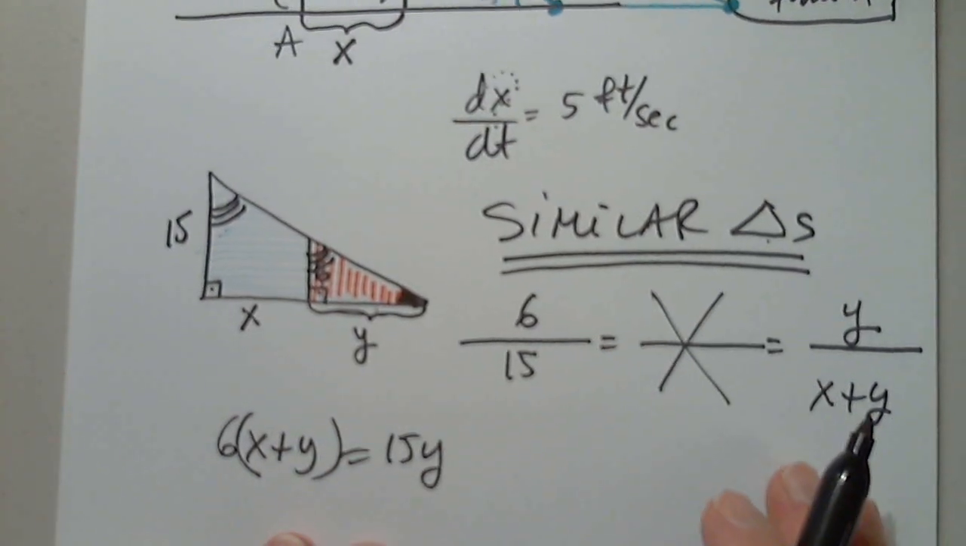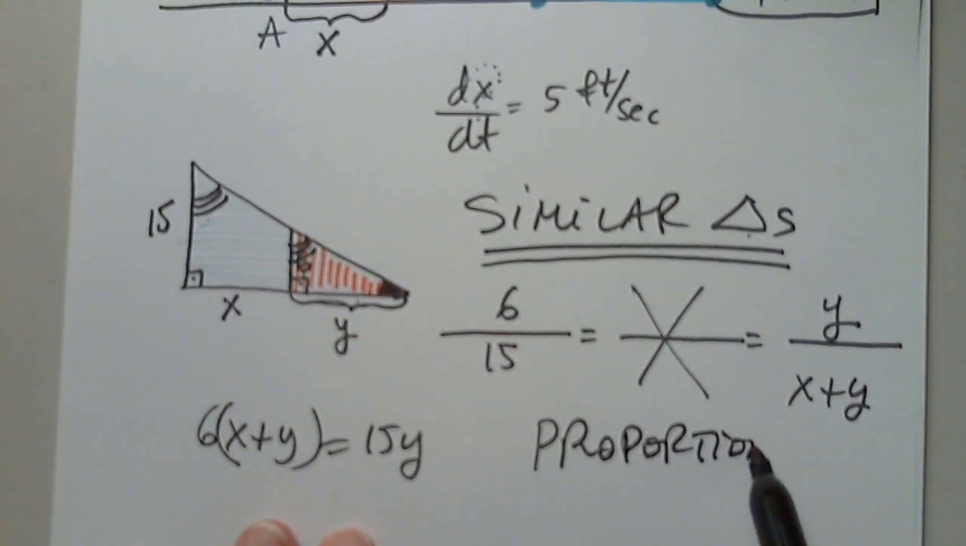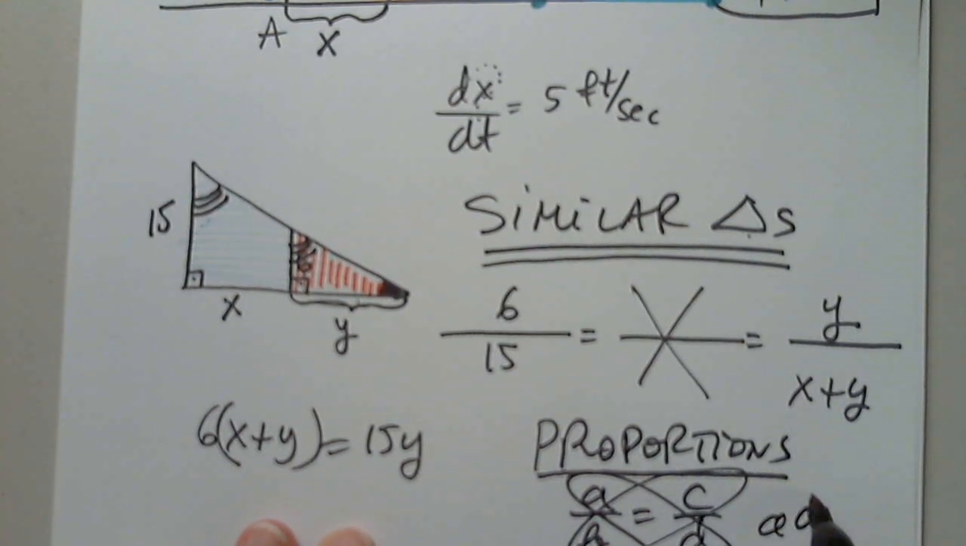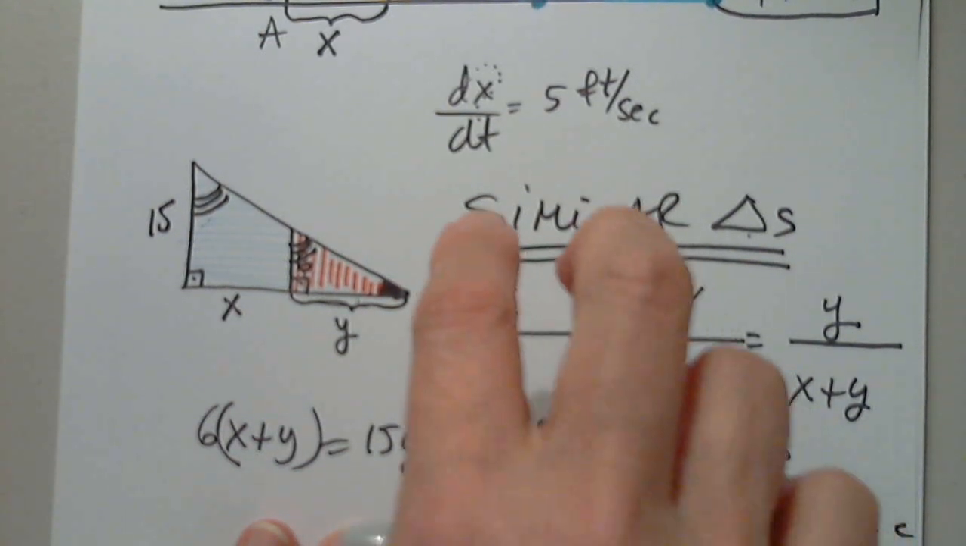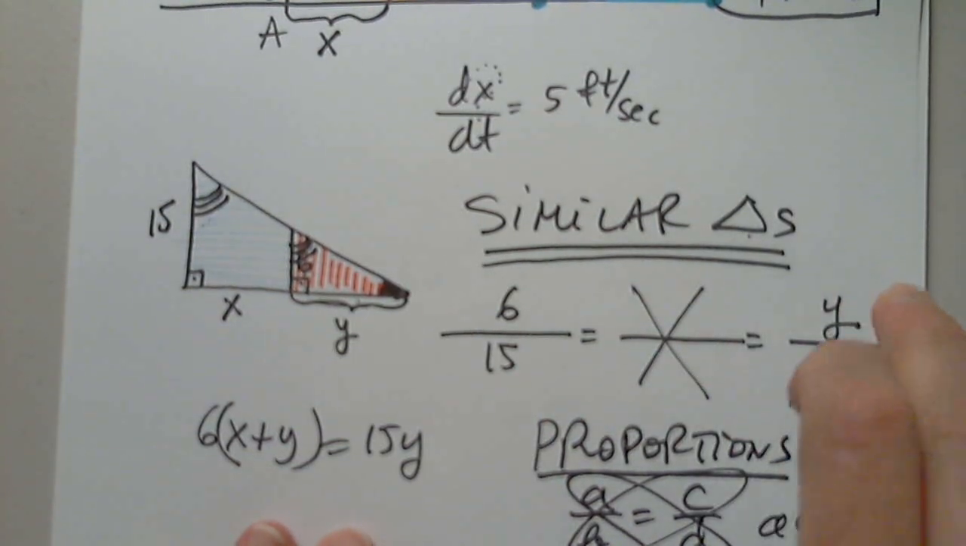So let me refresh your memory on proportions. A over B equals C over D. It implies A times D equals B times C. AD must equal BC. And this is what we have here. 6 times this must equal this times this.